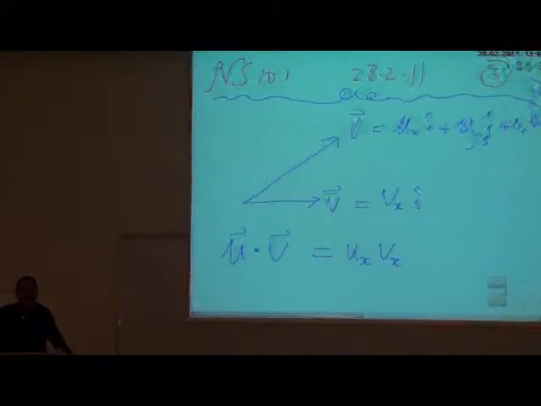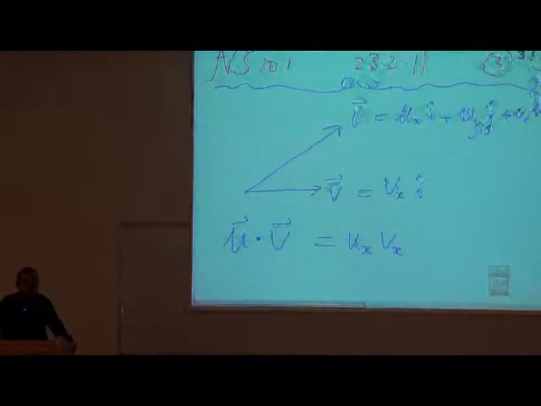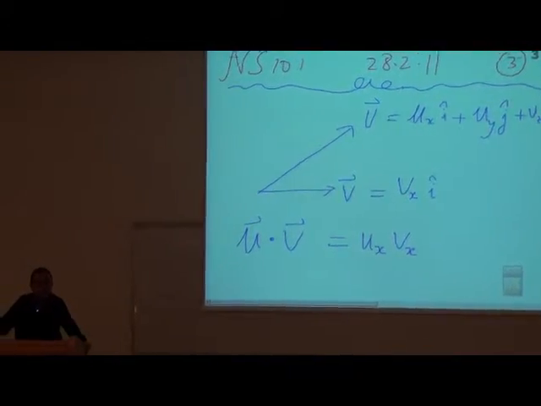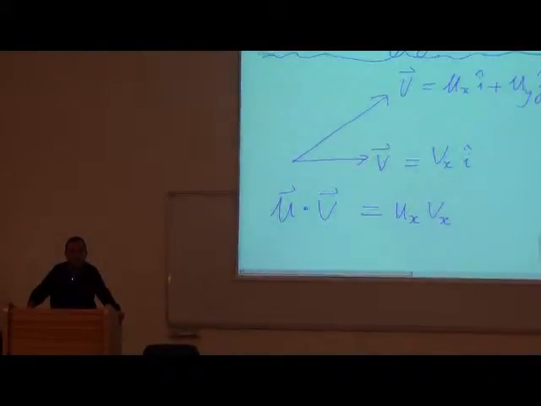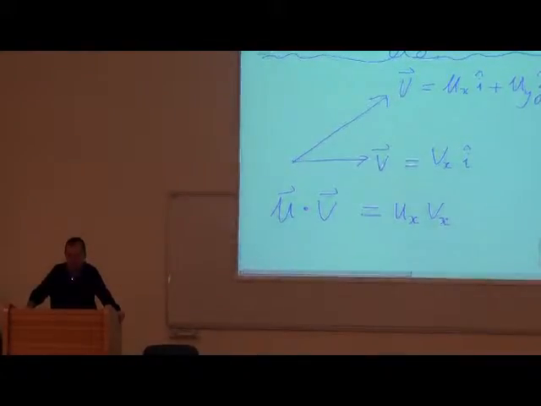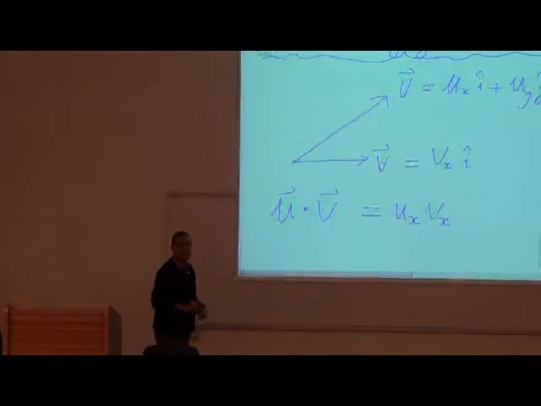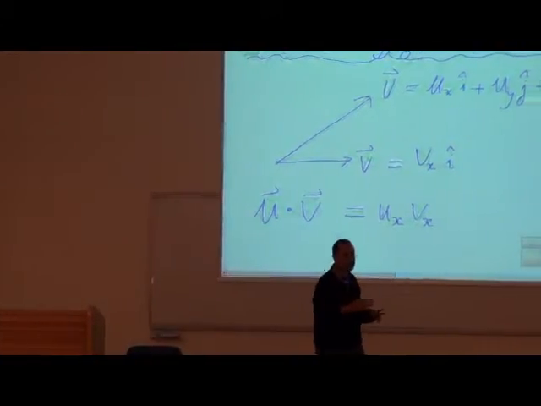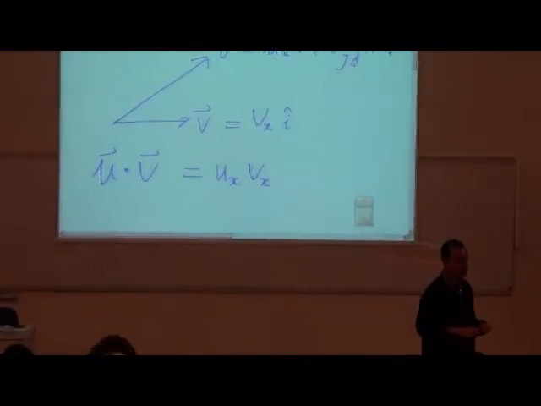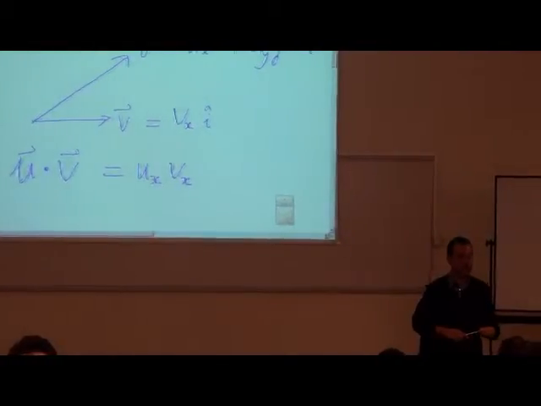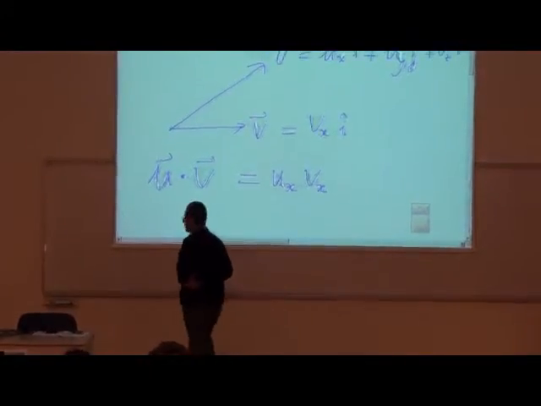Why? Because in the example I'm giving you, I chose the v vector such that its y and z components are both 0. Okay. Now, all right, so I know the result.